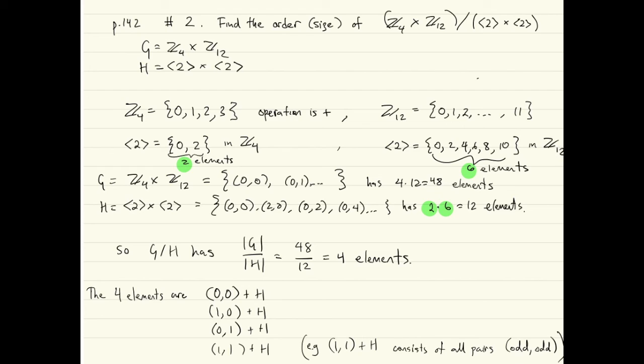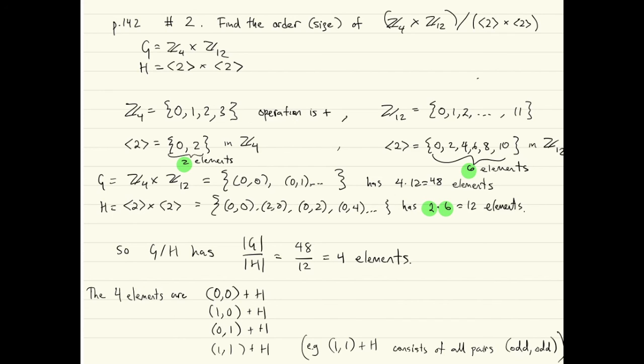So the subgroup generated by 2 in Z4 is just 0 and 2. It has 2 elements. Meanwhile, in Z12, the subgroup generated by 2 is something completely different. It's 2, 4, 6, 8, 10, and then 12 is the same as 0 in Z mod 12. So it has these 6 elements. Even though both are generated by the element 2, the notation means they are generated in different groups, Z4 and Z12, so these are completely different subgroups.